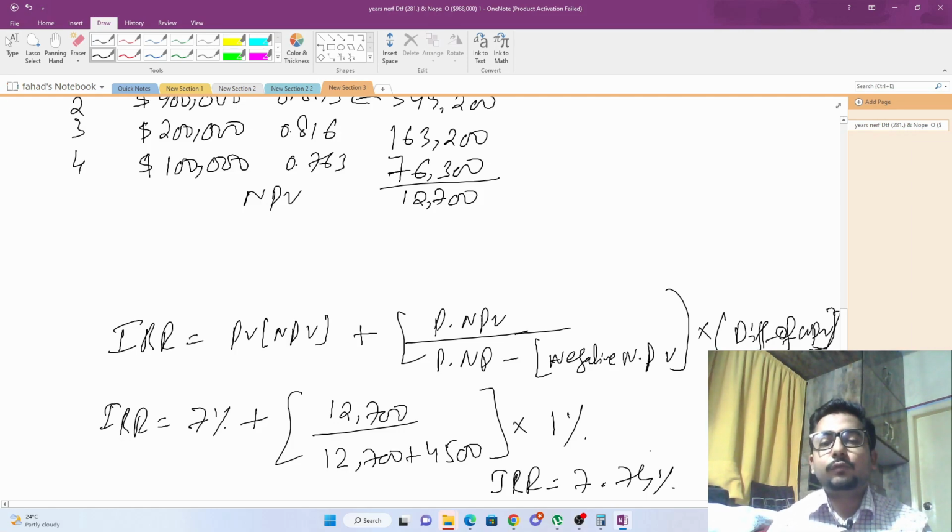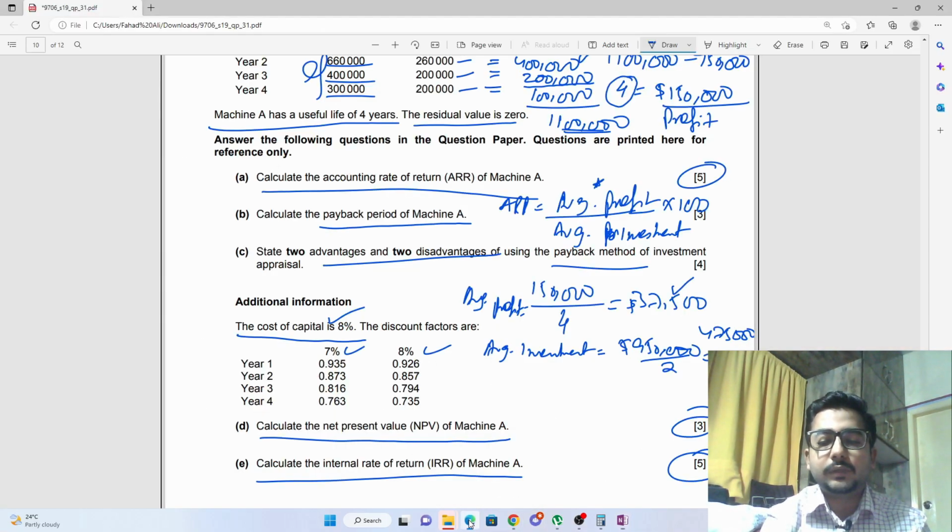Maybe you might get 7.74%, 7.78%. It's up to you. But the main thing is that it should be to 2 decimal places. So if you don't round off in the earlier questions, you will get it to 2 decimal places.